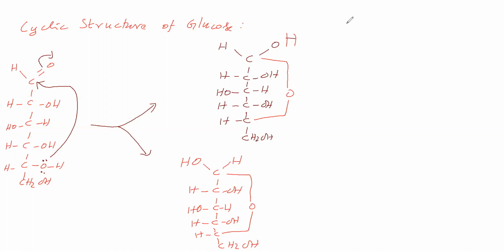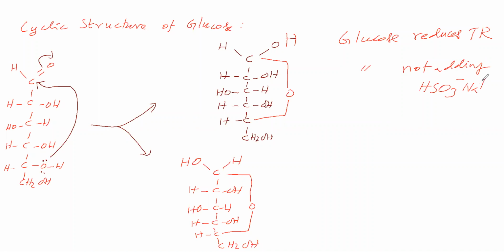Now we will give the explanation for some chemical properties of glucose. First, glucose reduces Tollens reagent, because glucose has an aldehyde group, as we said. Next, glucose does not go for an addition reaction with bisulfite. Glucose is not adding with the bisulfite.